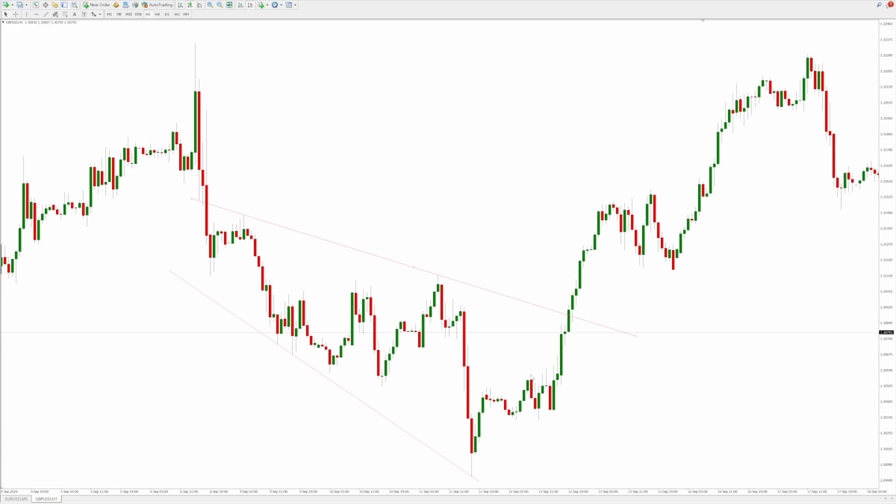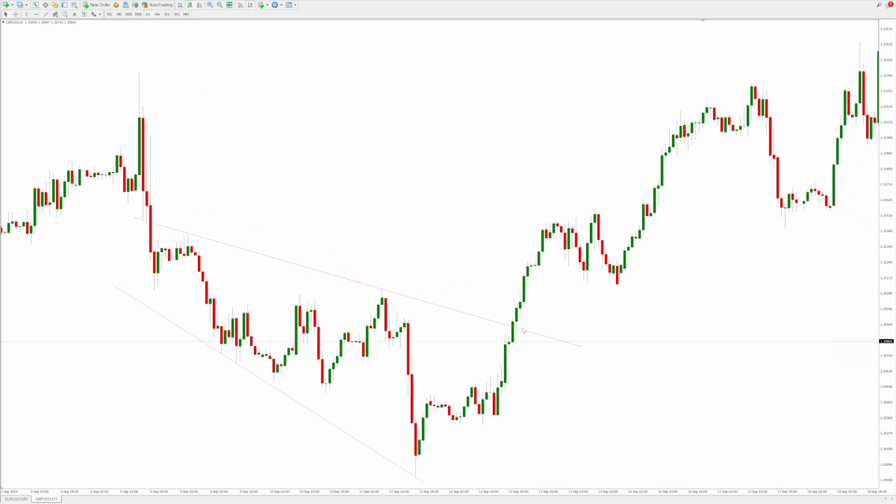So after it was formed, and we would have been around here somewhere, we would have marked our levels and we'd be waiting for price to travel up to this area where we would hope for a breakout. And as you can see, it played out perfectly. We could have taken our entry on the breakout either straight away, or we could have waited for the candle to close above the resistance level of the descending broadening wedge pattern.